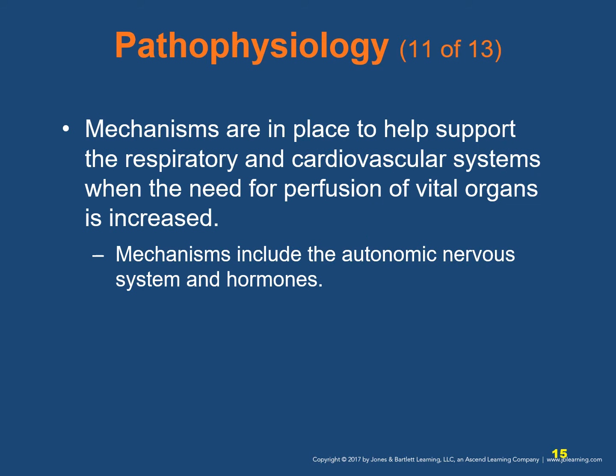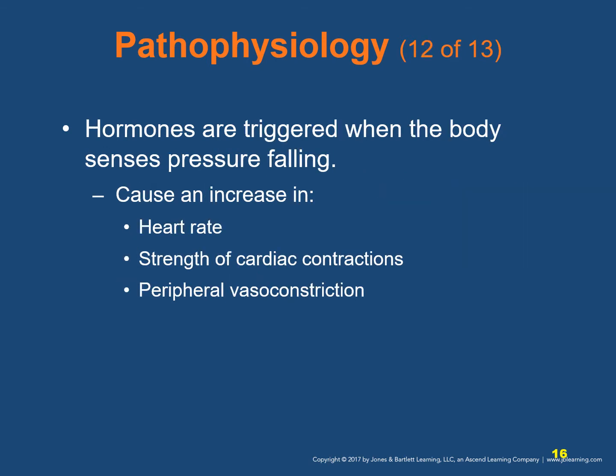Mechanisms are in place to help support the respiratory and cardiovascular systems when the need for perfusion of vital organs is increased. These mechanisms include the autonomic nervous system and hormones. They are triggered when the body senses that the pressure in the system is falling. The sympathetic side of the autonomic nervous system, which is responsible for the fight or flight response, will assume more control of the body's functions during a state of shock.